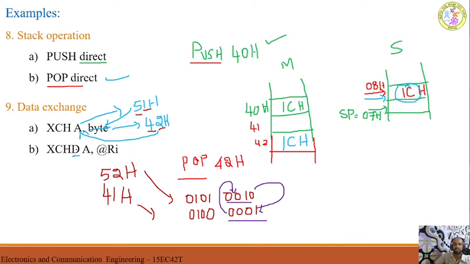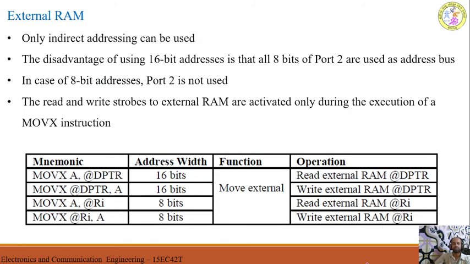This is XCHD. If you write only XCH, the entire 1 byte is exchanged. This is called 1 byte. 1 byte means 8 bits. See here, 8 bits are there. Nibble means 4 bits. This is called 1 nibble and this is called 1 nibble. If you write XCH, the entire thing will be exchanged. This entire 8 bits will be exchanged with this. So this is how we can use the move instruction.